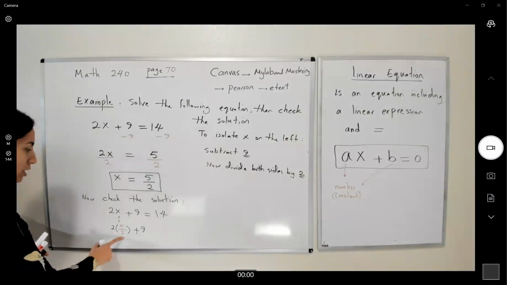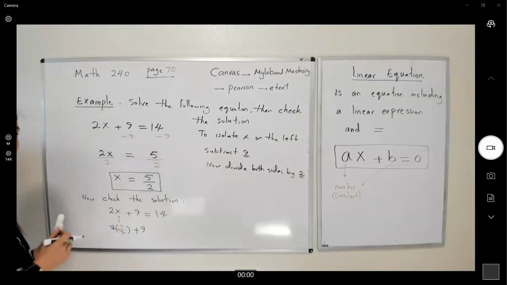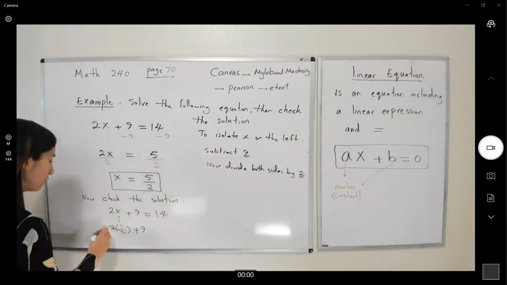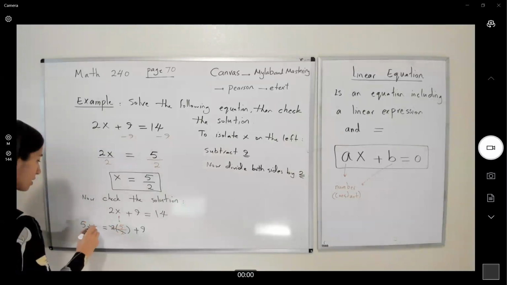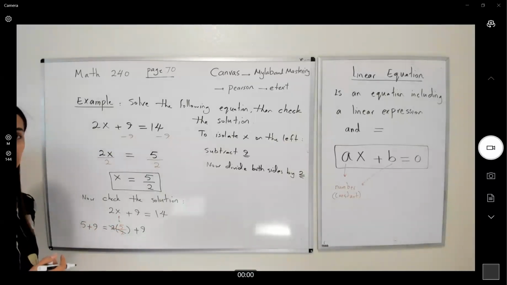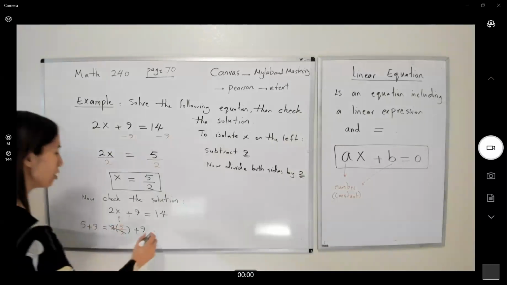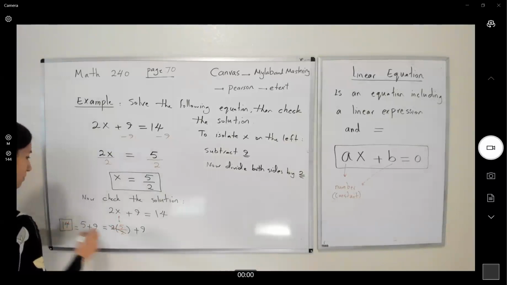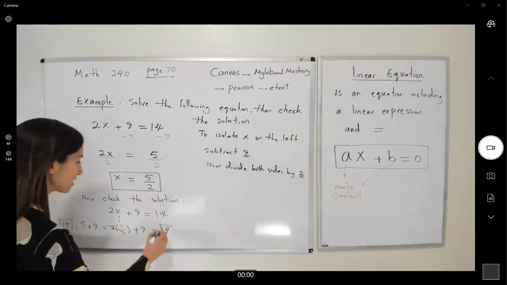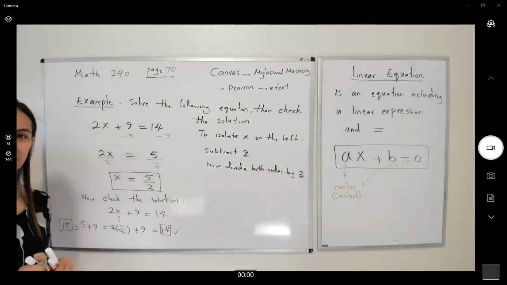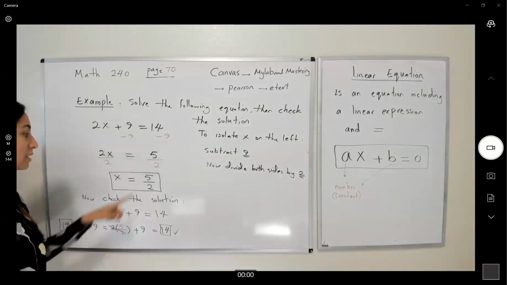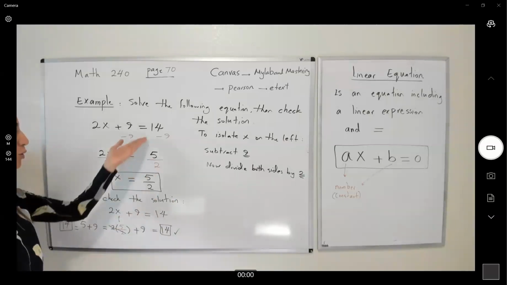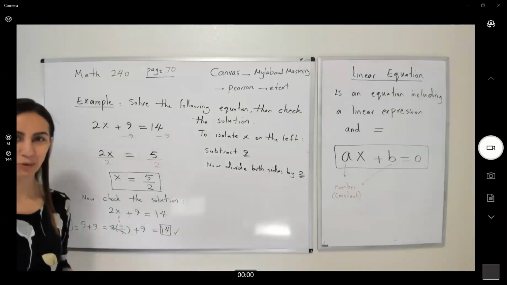Okay, 2 divided by 2, they cancel out each other. 2 divided by 2 is 1. 1 times 5 is 5. So you have 5 plus 9. We all know that 5 plus 9 is equal to 14. So you have 14 on the left-hand side, you have 14 on the right-hand side, and they are equal to each other. So for sure you can say that x equals 5 over 2, or 2.5, is the solution for this linear equation.